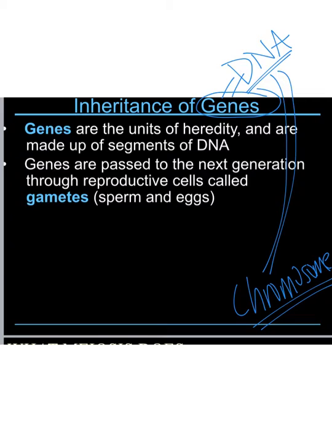Specifically, this comes into play in meiosis because we are talking about the fact that genes are passed down from one generation to the next through these reproductive cells, and in this case, the gametes, which in the humans are the sperm and the egg.